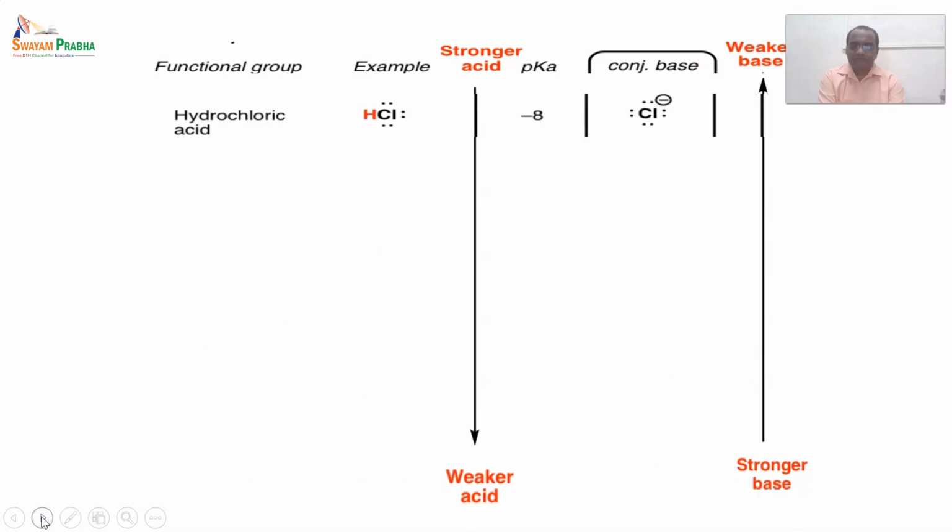Now we'll see how pKa works. If we take an example of a functional group, hydrochloric acid, it has a pKa of -8 and its conjugate base is Cl-. As pKa increases, acidic properties become weaker, and as pKa decreases, basic properties of the drug increase.